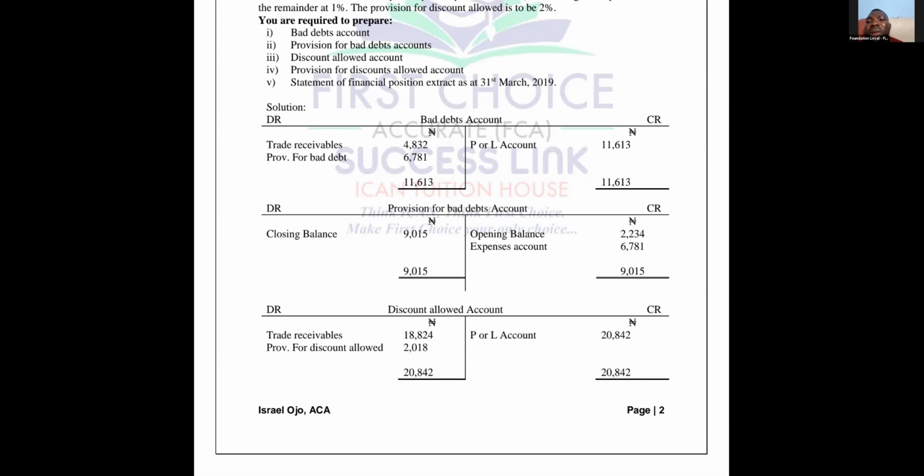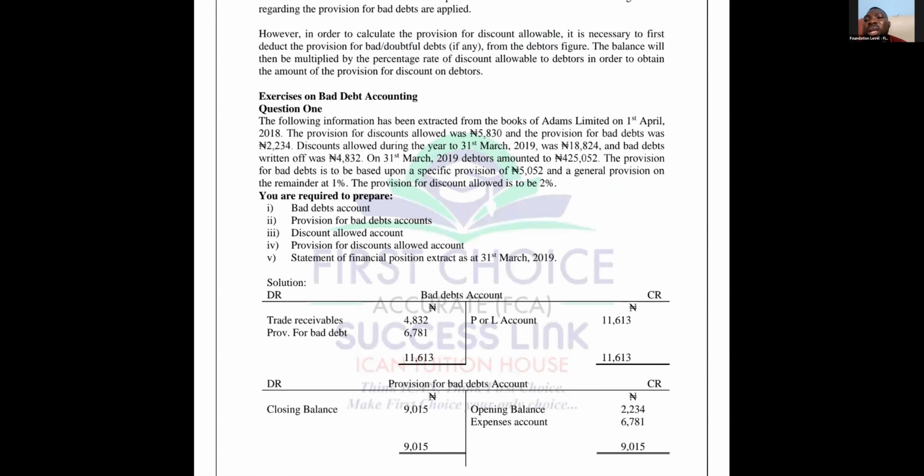So what is the impact of this discount allowed? It means that it will reduce your trade receivables. So you go ahead and post the second leg under your trade receivables. Also they say bad debt written off was 4,832. So you open a bad debt account, an expense account, and debit the amount. Then the second leg will be found under the trade receivables account.